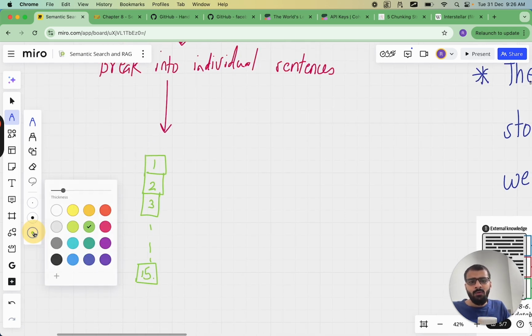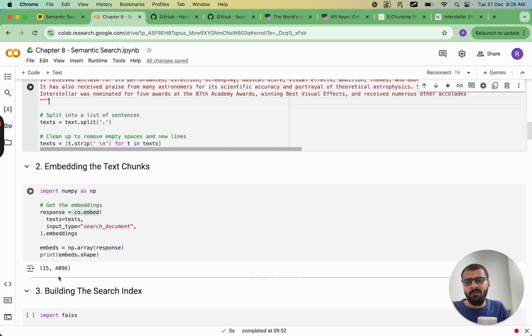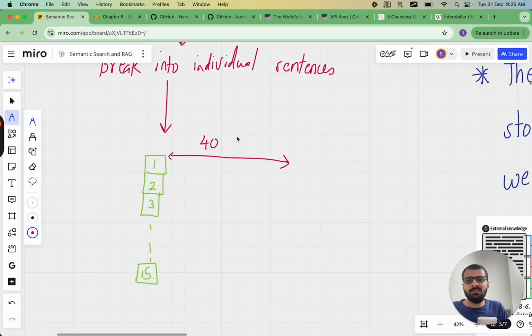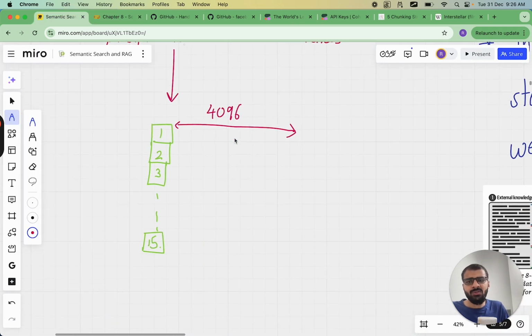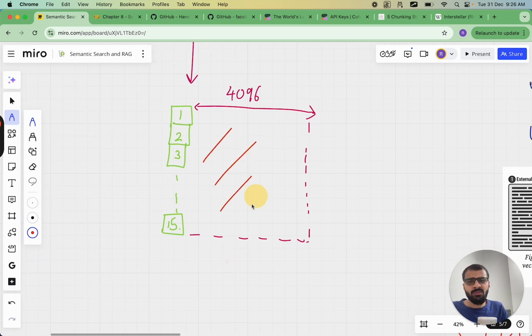And then what we did was we embedded each of the sentences into a vector of 4096. Let me check if that's correct. Yeah. We embedded each of the sentences in a vector which is 4096 dimensions. So that way we had a matrix, since all of these 15 sentences were embedded as 4096 dimensional vectors. So the size of this matrix was 15 rows multiplied by 4096 columns.